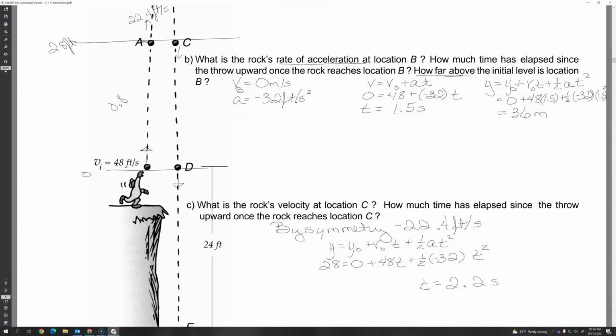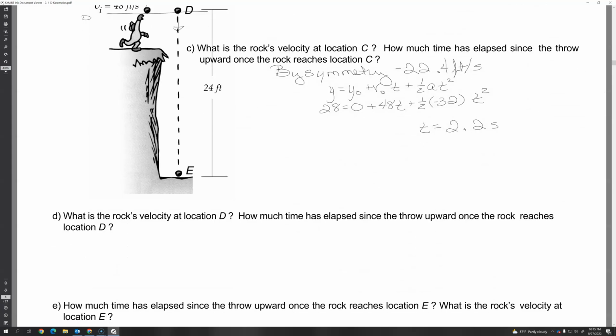So if we look at problem D down here, D is going to be negative 48 feet per second. That is by symmetry. How much time has elapsed? 2 times the time to the top, again by symmetry, which means it's going to be 3 seconds. And we can do this with other calculations, but it's important to recognize the symmetry piece.